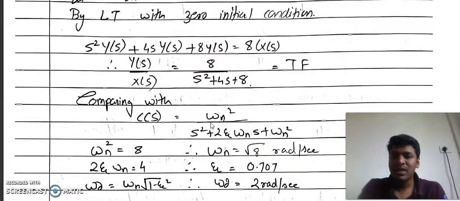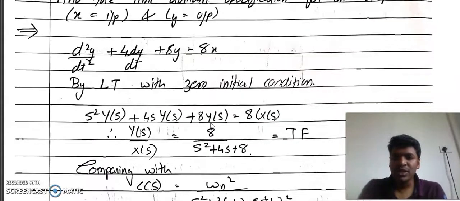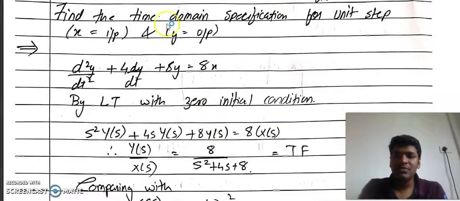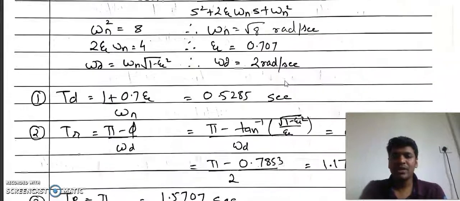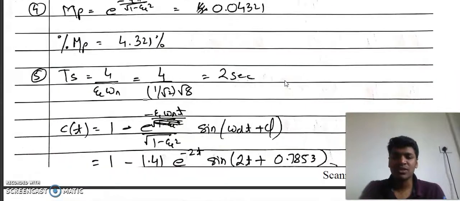Similarly, what is the question? It says to find the time domain specifications for a unit step. So we have to find the time domain specifications. Now let us see what the response of the system is. The response of the second order system, this is a proven formula.